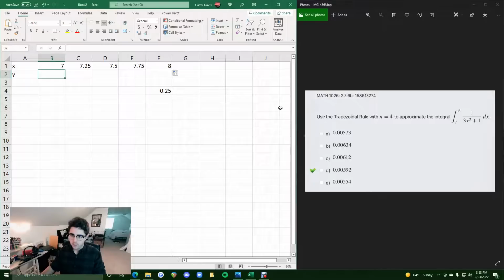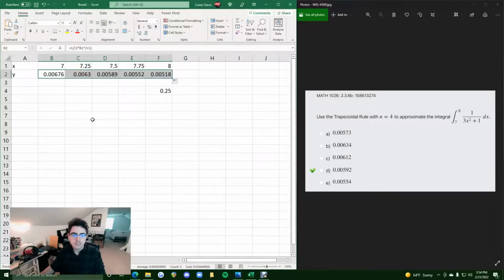And now we plug in the function here. So we'll do just a giant 1 divided by, in parentheses, 3 times x squared. X is B1, so we square that. 3 times B1 squared plus 1. Close that parenthesis and then hit enter. That's the y value for that corresponding x value.